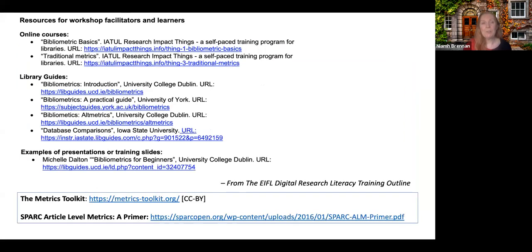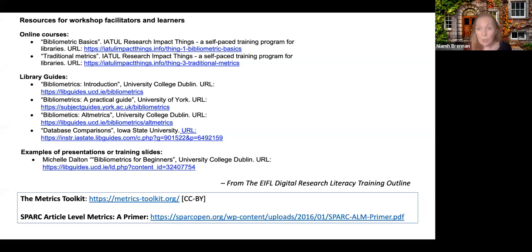Of course, as part of the EIFL Digital Research Literacy Training Outline, there are a set of wonderful resources for workshop facilitators and for learners, and the link is available through the session. There are entire online courses on bibliometrics basics, and a whole lot of LibGuides, some of them from University College Dublin, which is another university in Dublin, not the one I come from. There's also an excellent set of training slides from Michelle Dalton of University College Dublin called Bibliometrics for Beginners. It's really excellent, so do check it out.